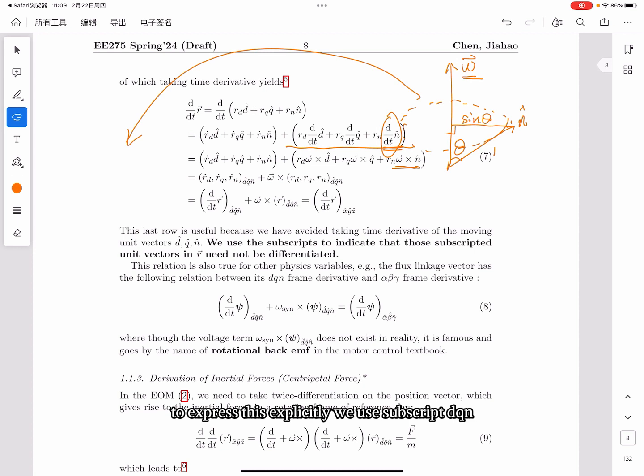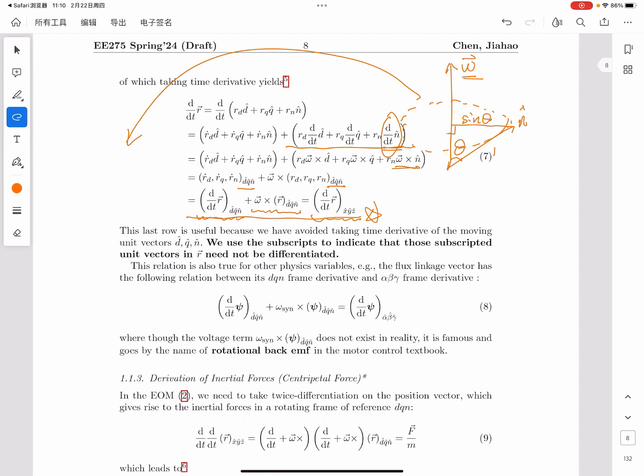To express this explicitly, we use subscript dqn to remind you that we don't really need to take time derivative of the unit vector dqn anymore. So basically, we arrive at this result that taking time derivative in the xyz frame is equal to the time derivative in the dqn frame plus some rotation-related term.